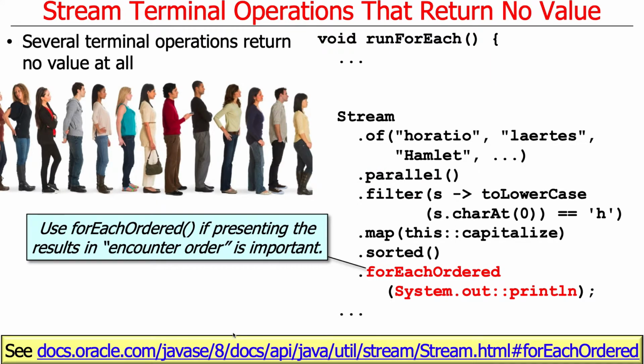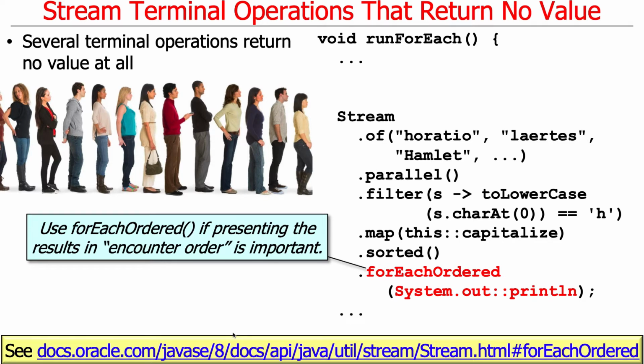If you want to ensure the encounter order is just the order in which the data comes into the stream in the first place, Horatio, Laertes, Hamlet, and so on, then you can force the ordering with forEachOrdered. The problem is that this will most likely be less efficient because it has to provide an order and keep track of the order and so on.